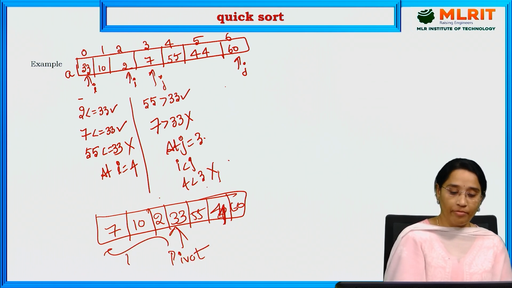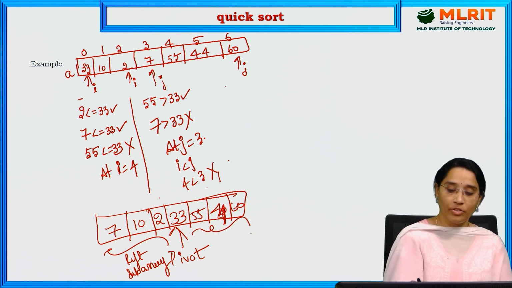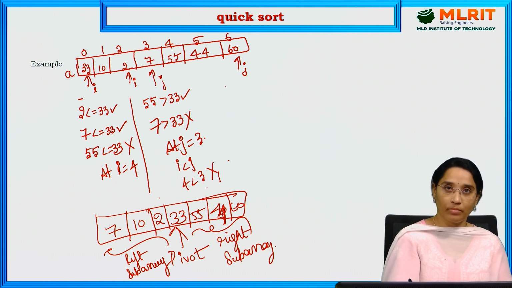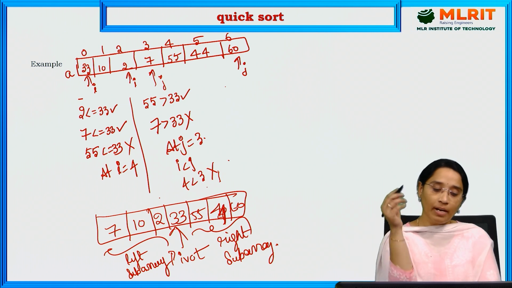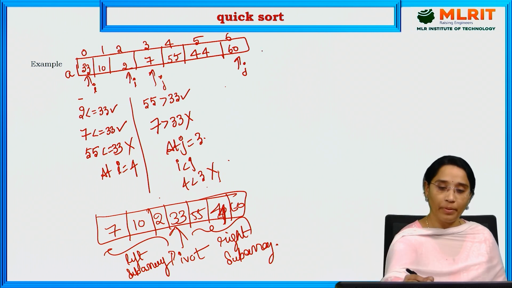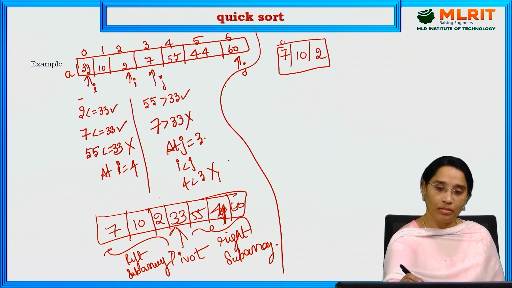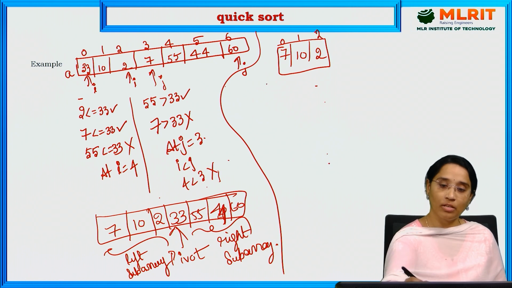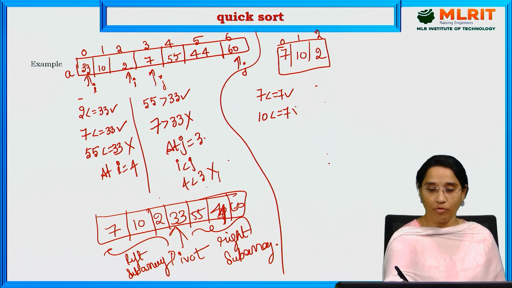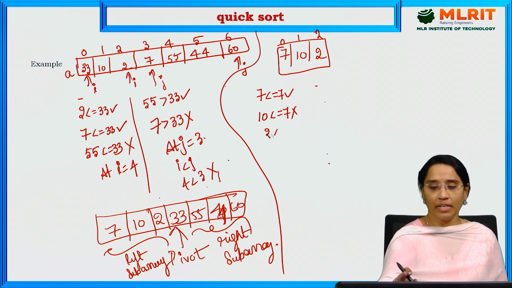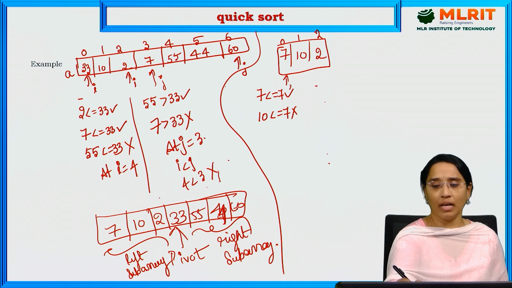So this is your left sub array and this is your right sub array. So again you will start the comparing process with the left sub array. The left sub array is 7, 10 and 2, with index positions 0, 1 and 2. 7 less than or equal to 7 true, 10 less than or equal to 7 false, 2 less than, so obviously it is false. So now you will stop here because this is i and this is j.